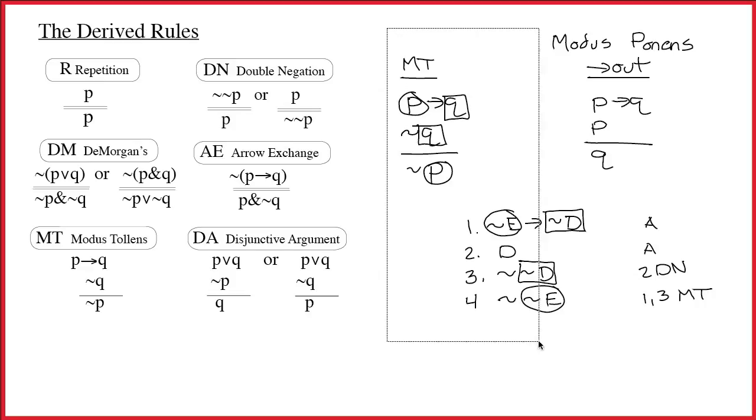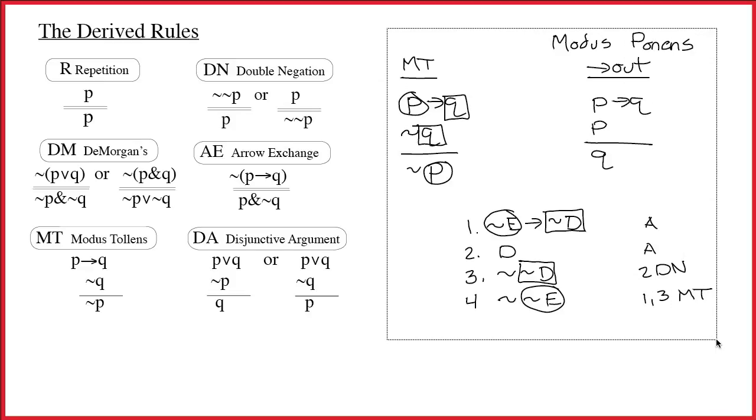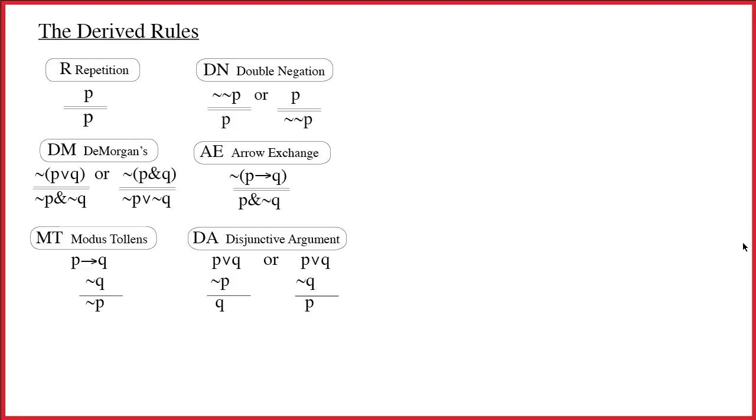Well, we've got one more rule to look at, and I suppose we might as well do it. That's disjunctive argument. The last rule here. A disjunction is a wedge, so not surprisingly, disjunctive argument works on wedges. It has two forms, but they're obviously very, very similar.